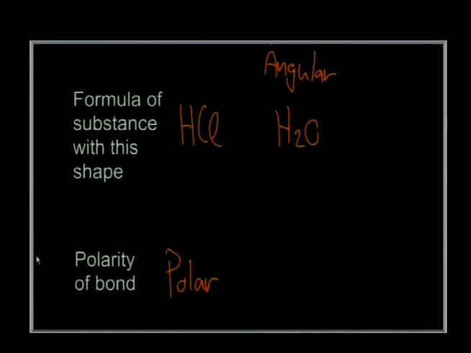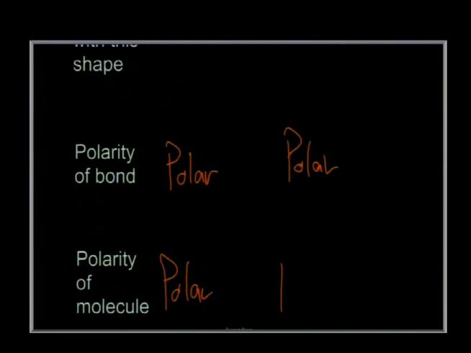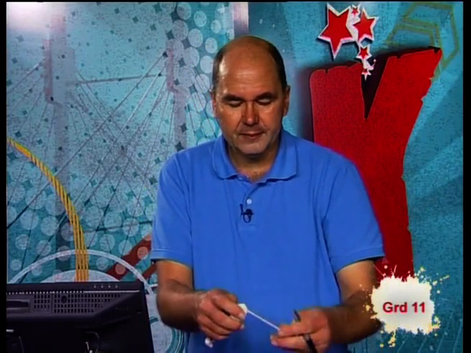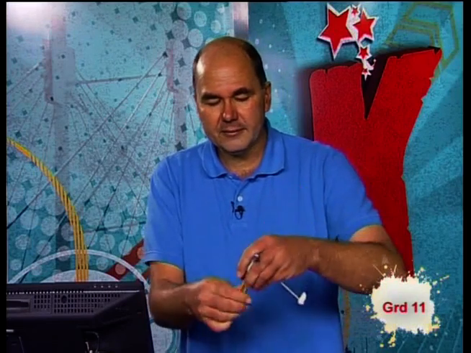And if we look at H2O, the polarity of the bond, it's definitely polar. And as we explained earlier, the molecule is also polar because it's got 2 lone pairs, making the top part of the molecule negative. There we go. Has 2 lone pairs.